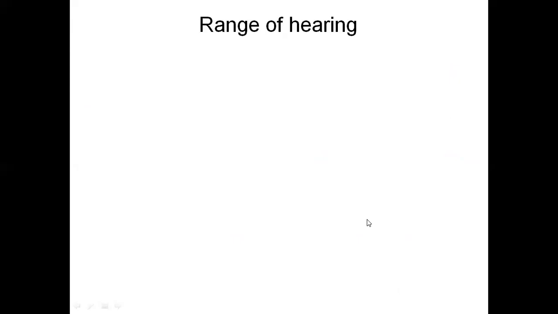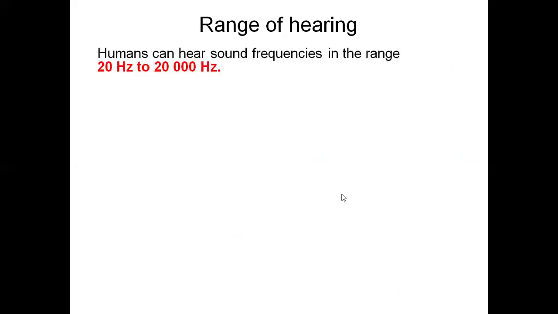So sound is a wave and we measure the frequency of the sound in hertz. Frequency is the number of waves in 1 second. We can hear sound in the range of 20 hertz to 20,000 hertz. 20 hertz means 20 vibrations in 1 second. 20,000 hertz means 20,000 vibrations in 1 second.